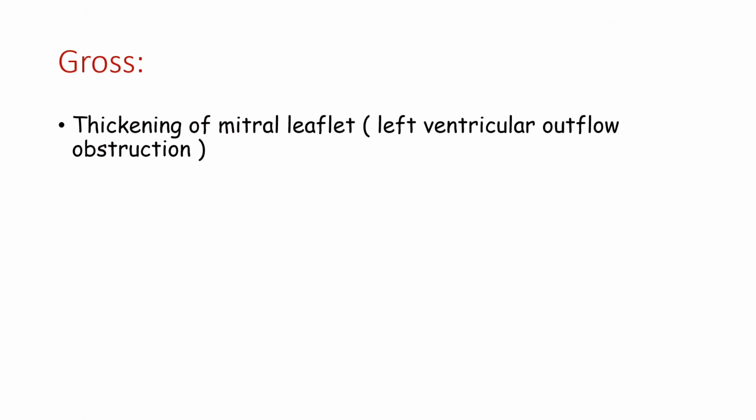Another finding that we find is mainly thickening of the mitral leaflet. Because there is septal hypertrophy, the anterior part of the mitral wall goes and hits the septal wall, and then a plaque forms on it. And when the plaque becomes thicker, there will be ventricular outflow obstruction, and that is what we can see on gross.